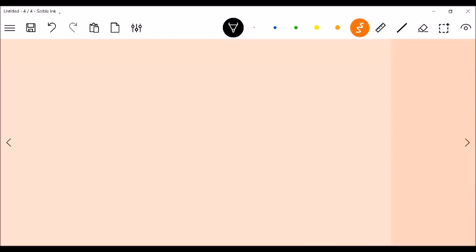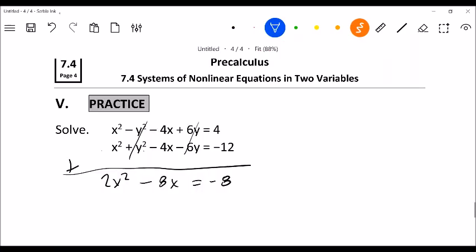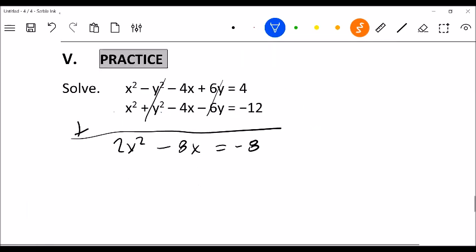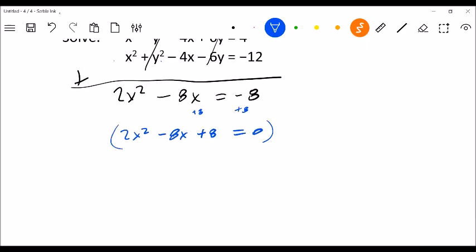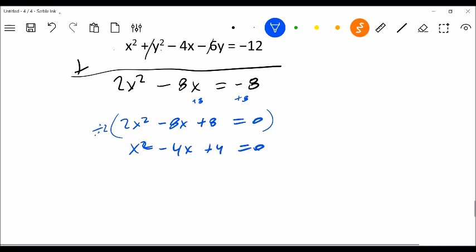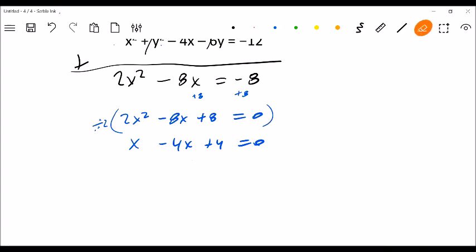Okay, let me bring this back here. There we are, good. Okay, so let's add 8 to both sides. So I have 2x squared minus 8x plus 8 is equal to 0. I can see that everything here on both sides can be divided by 2. And so I get x squared minus 4x plus 4, and divide by 2 on the other side. We also get still 0.